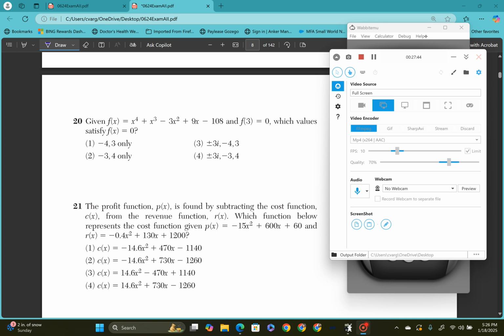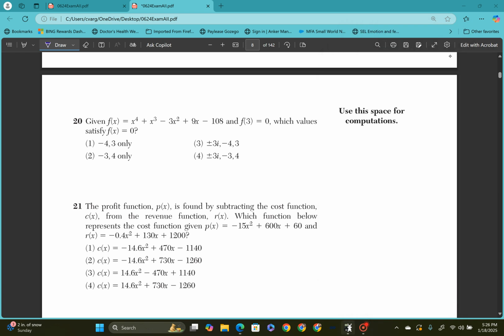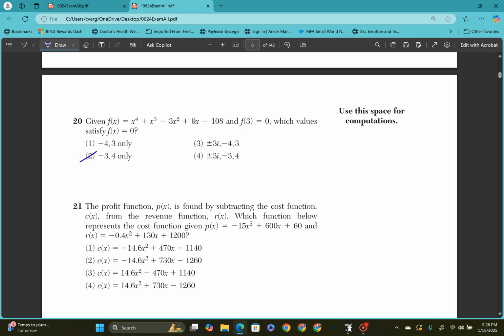If I plug this into the calculator, which I did, if I go to y equals right here, and I go to my table to find out where my zeros are, you can see that negative 4 and 3 work. Negative 3 does not work and 4 does not work. So I know it's not 2 and 4.